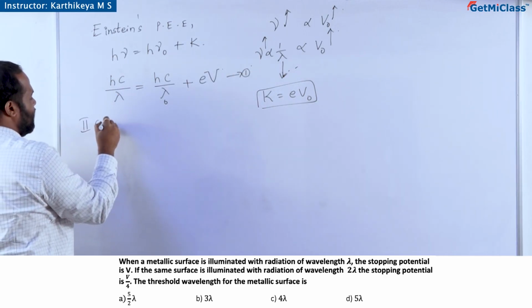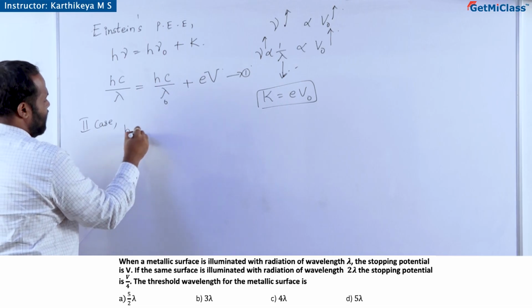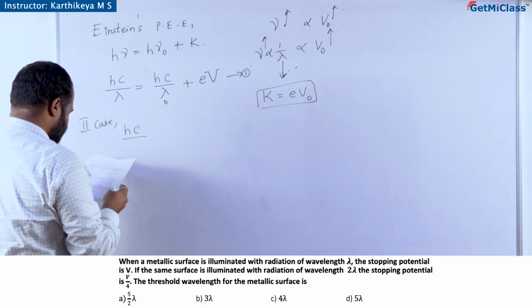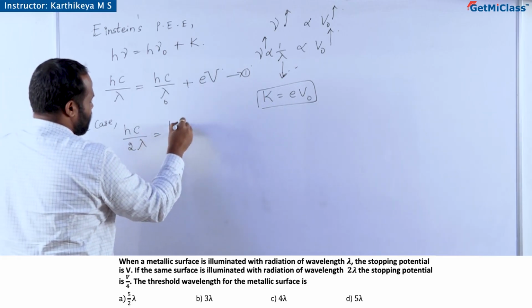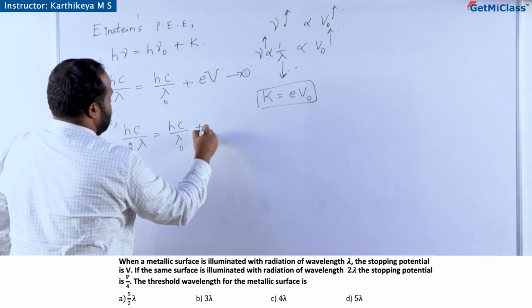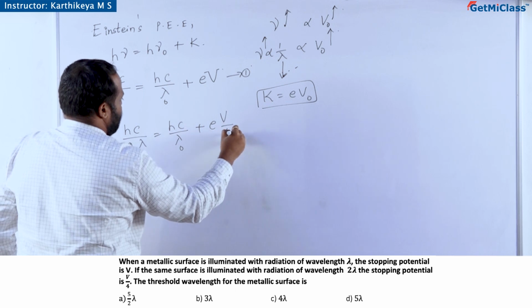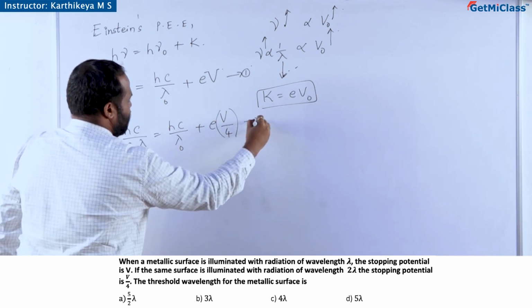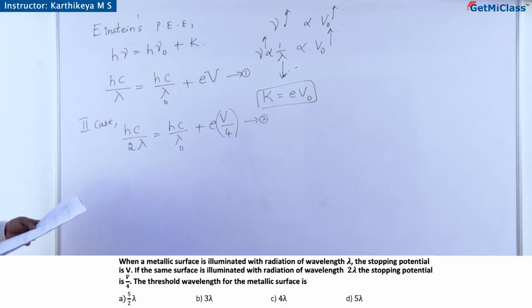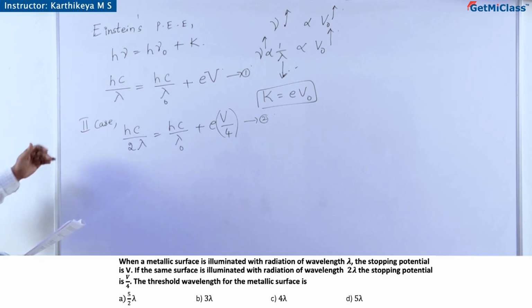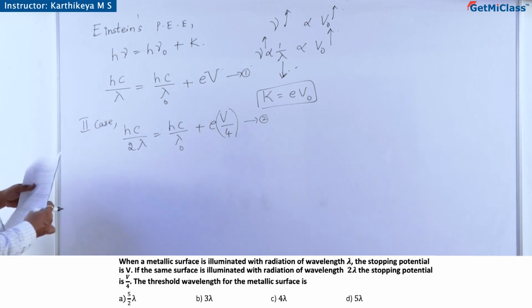Similarly, the second case is when it is illuminated by wavelength 2 lambda, that is hc by 2 lambda equals hc by lambda naught plus, and the stopping potential changes to V by 4. This is equation 2. Now, what we have to do is take the difference, and maybe we can take the ratios also. Better if we take the difference.